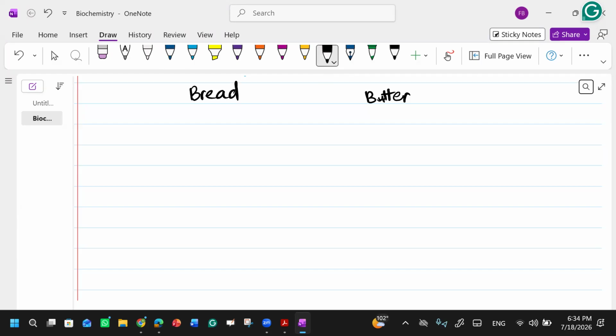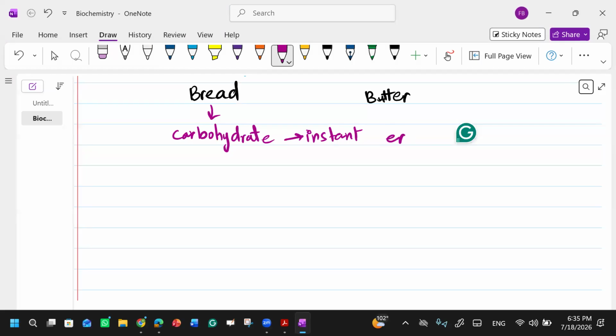So this is the concept of carbohydrates. Bread is actually a carbohydrate. So if after an intensive game, when you come back, you take bread or any other carbohydrate, you will get instant energy. While butter is a kind of fat. It doesn't give you instant energy. The energy is stored in the form of fat in our body, but if you want the quickest energy at that moment, you need to take bread or any other carbohydrate.